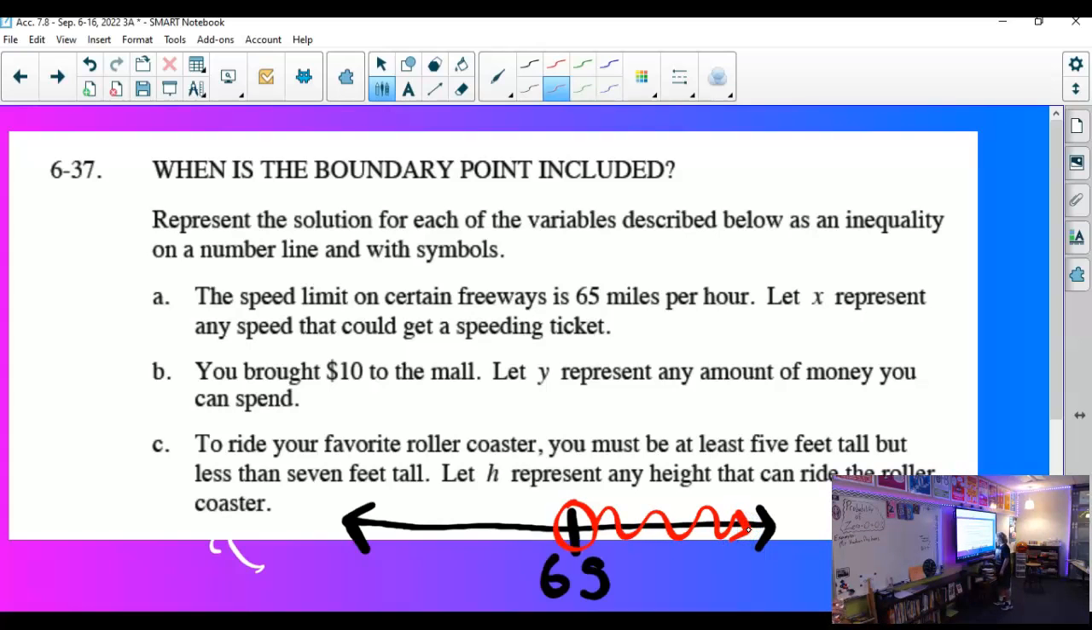So, what was your important number, Noah? 65. Was it shaded or unshaded? Why? Because you can still go the speed limit without getting a ticket. You can drive 65, and that's allowed. I set my cruise there all the time. Then you can take your foot off the gas and chill a little bit.